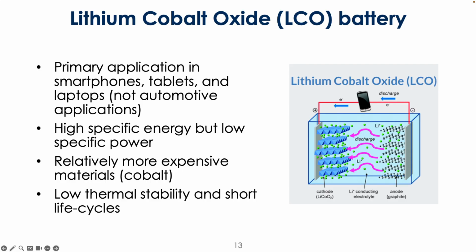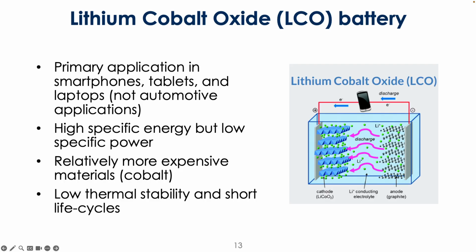Relatively speaking, compared to some of the other batteries we're going to look at, these have low thermal stability and short life cycles, right? If the battery in your phone is getting really hot, it's going to degrade much faster. It's less stable and more sensitive to temperature. And then the life cycles, the number of cycles that we can do for that battery, is going to be relatively lower compared to some of the other lithium-ion batteries.